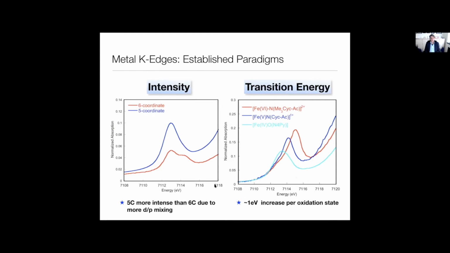So here you see a few typical trends in K-edge X-ray absorption spectra for transition metal complexes. And so you see that, for example, a 5-coordinate transition metal complex is supposed to have a more intense pre-edge than the 6-coordinate species, and the energy of the pre-edge is rising with oxidation state, for example, here from iron 4 to iron 5 to iron 6. It was a beautiful series that we studied a few years ago, and there's about a 1 electron volt increase per oxidation state, which also means that you can use the energy of these features for oxidation state assignments.